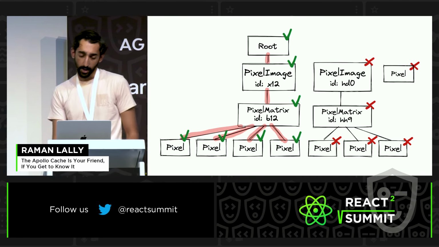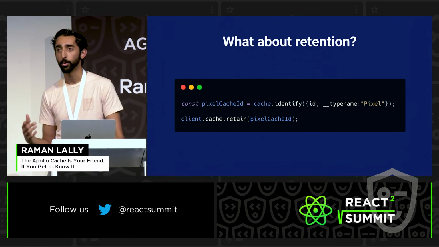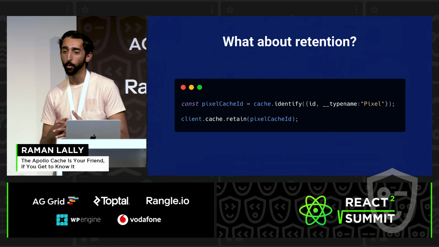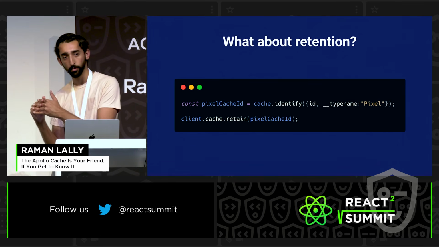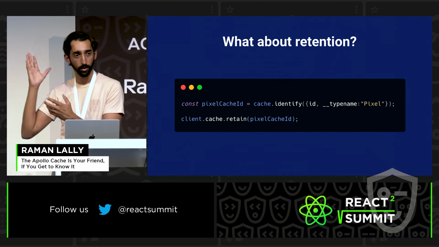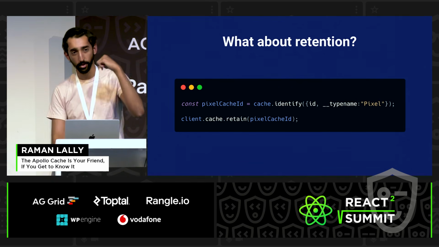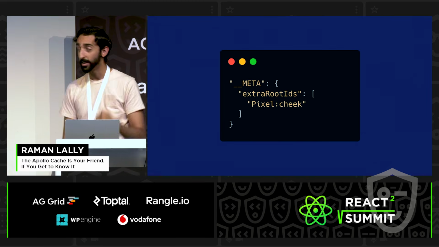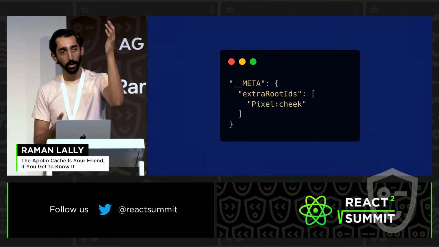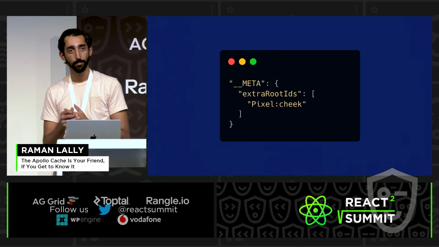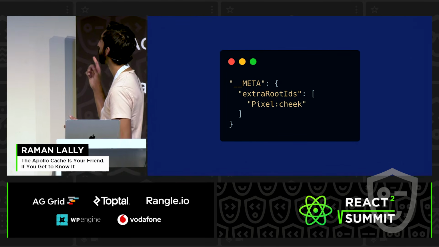So let's say there was a specific object we wanted to keep, or we wanted to make it so even if it's not accessible, it won't be removed. And we would use the retention API for this. But really what happens inside the cache when you retain something is we add it to this extra root IDs. So inside the normalized cache, there's a separate field for keeping track of all these identifiers.